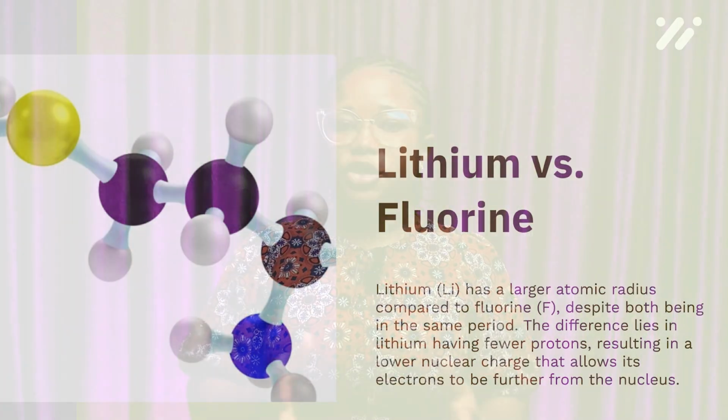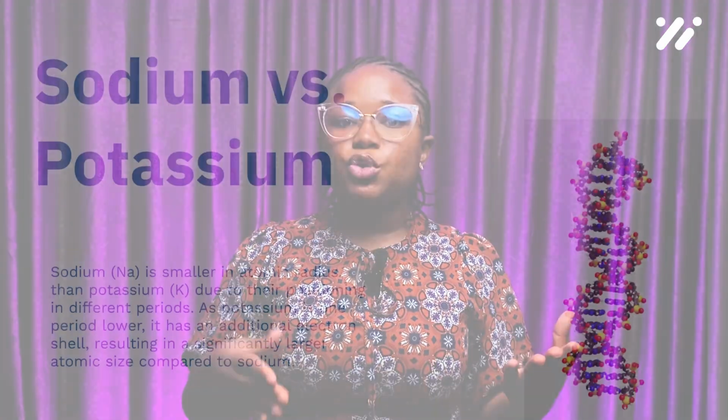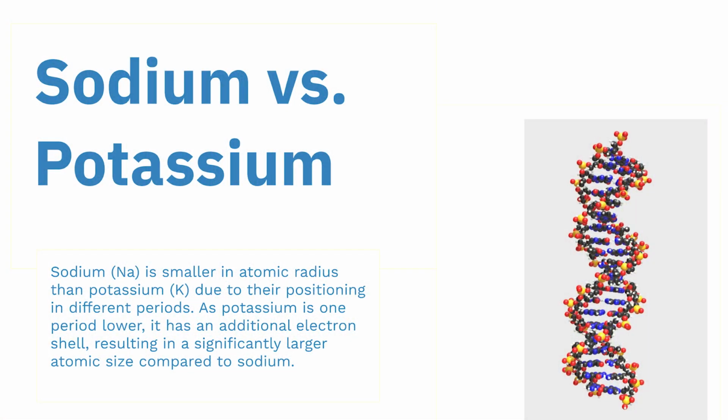For instance, lithium has a much larger atomic radius than fluorine, even though they are in the same period. And if you compare sodium to potassium, you notice that potassium is much bigger because it's one period lower.